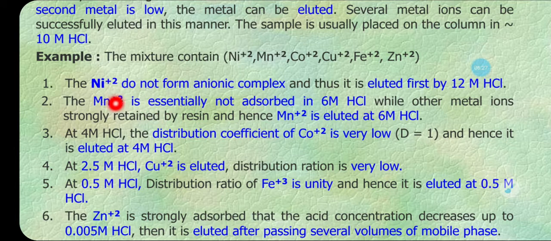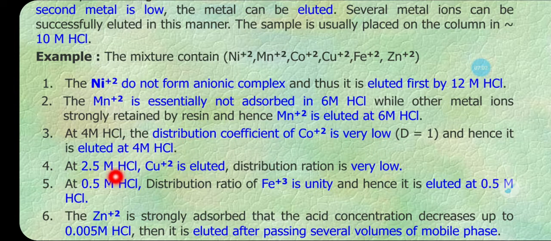So Mn+2 will not be adsorbed, so it will be eluted at 6 molar HCl. That means at 12 molar Ni+2 is separated, and at 6 molar Mn+2 is separated. Then again, if we change the concentration of HCl, at 4 molar HCl the distribution coefficient of cobalt +2 is very low, and hence it is eluted at 4 molar HCl, and other complexes having high distribution ratio will be retained in the stationary phase.